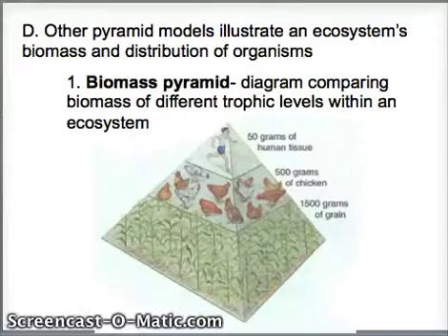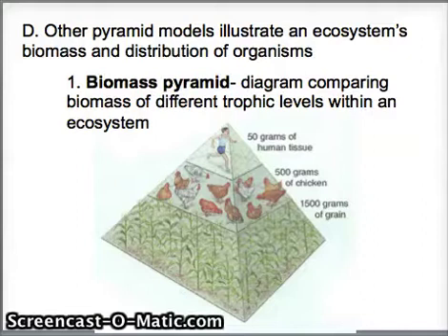Other pyramid models illustrate an ecosystem's biomass and distribution of organisms. So a biomass pyramid is a diagram comparing biomass. This doesn't have to do as much with energy, but as the actual weight of living material. So think mass, you were comfortable with this unit of measurement. Mass, you use grams. When you're using it scientifically, we don't really use pounds and things like that in chemistry and biology, but we look at grams of biomass. So mass is a form of weight, but bio refers to living, so it's living weight, living mass.